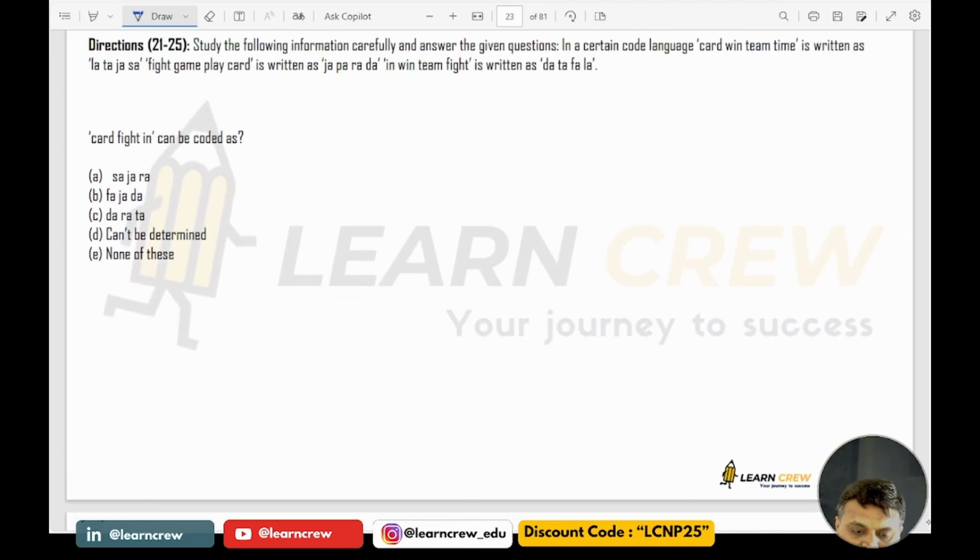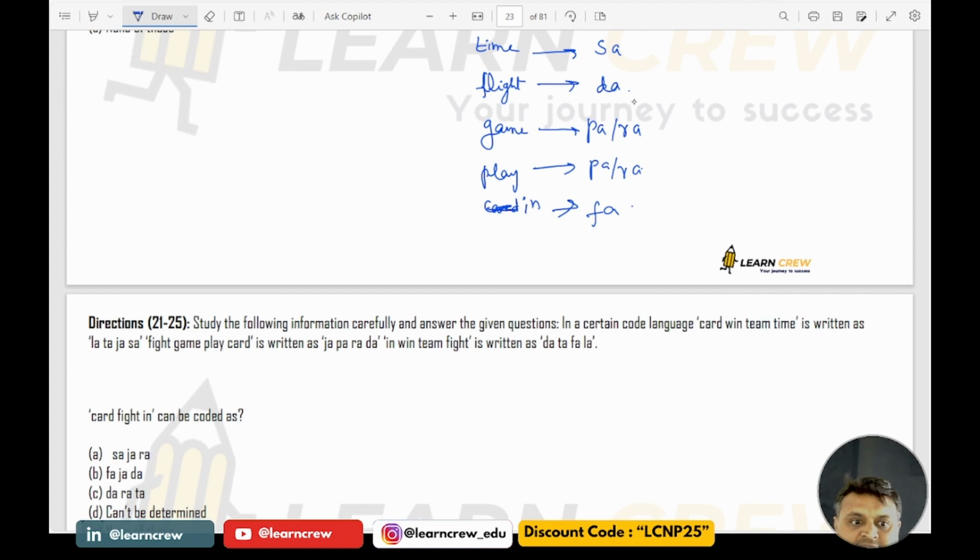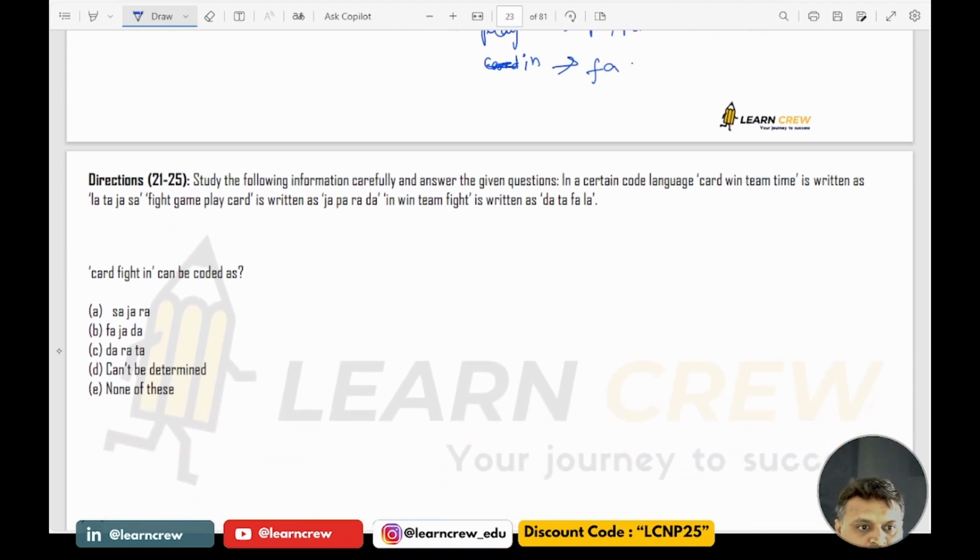Card flight. What is the code for card flight? Flight is DA, so you must have DA. And what is card? See here, flight is DA, in is FA. DA, FA. Where do you have DA, FA? DA, FA, JA. Card is JA. So the option is B.